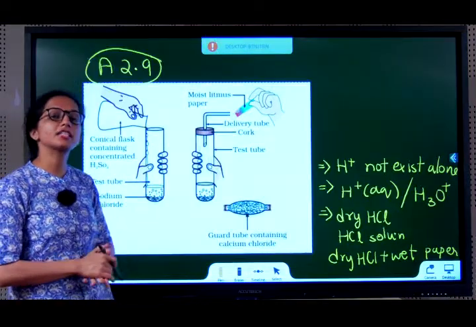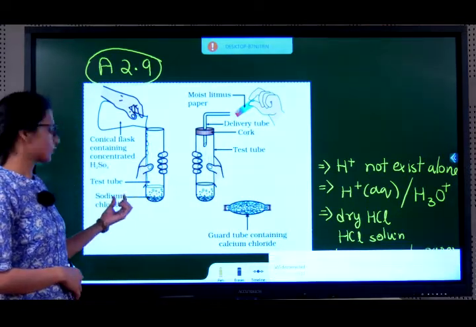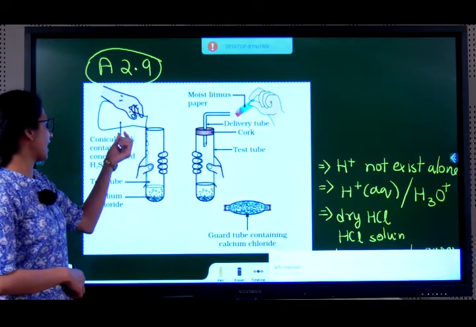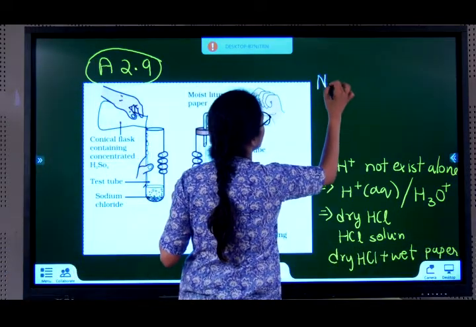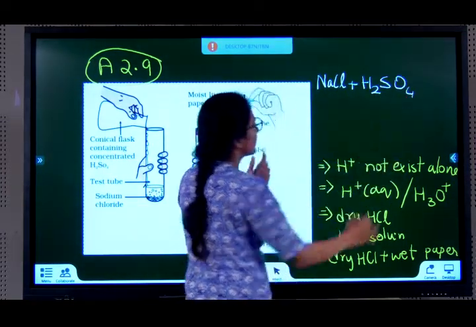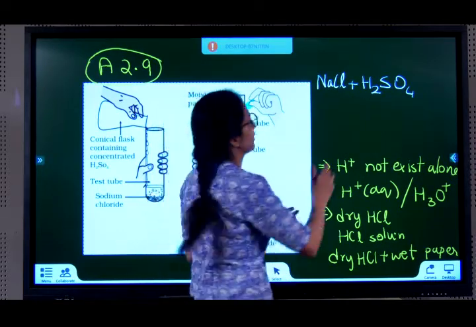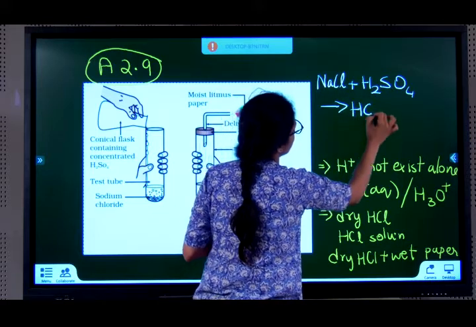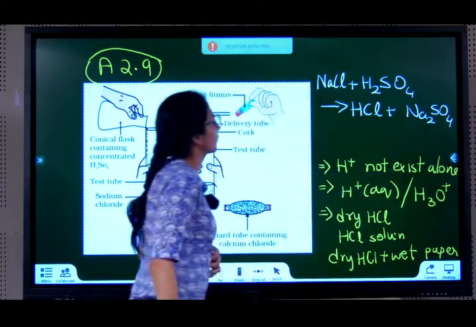Let us now study activity 2.9. In activity 2.9, we take sodium chloride crystals. To the sodium chloride, we add sulfuric acid. As you can see, this is a compound, from chapter 1. We know that a double displacement reaction will take place. What will we expect? Na and H will get interchanged, so you get HCl and Na2SO4. Balancing you can do.